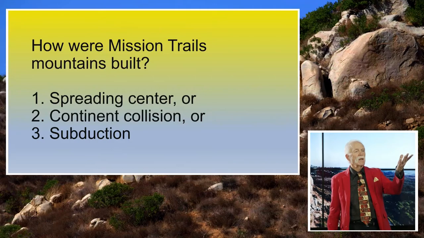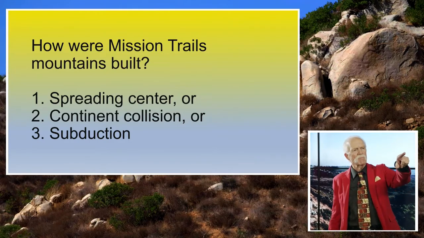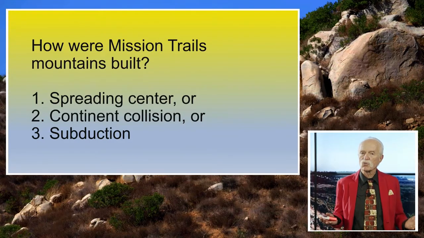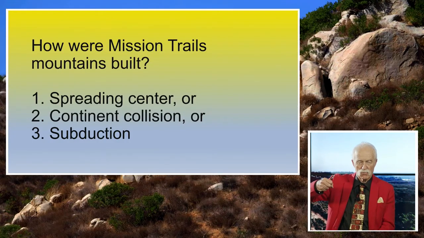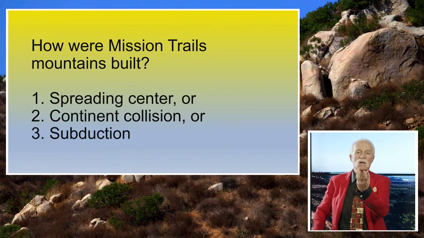So now if we have built mountains three ways, let's think about Mission Trails now. If the Mission Trails mountains had been built by spreading centers, what kind of rocks would we expect to see? When we pull it apart, it liquefies and basalt rises. No basalt in Mission Trails Park.